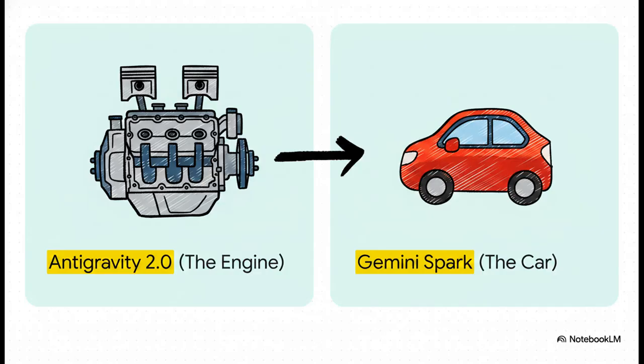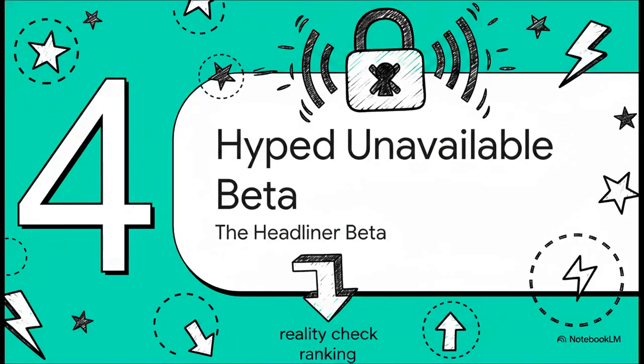This comparison brilliantly illustrates the dynamic at play. Think of Anti-Gravity 2.0 as the engine, and Gemini Spark, which we're going to talk about in a second, as the car. The vast majority of us are never going to pop the hood and interact with Anti-Gravity directly, right? Because it's just the engine running the tasks. Everyone else is simply going to feel its power indirectly through the agents, the cars, that get built on top of it. So that brings us to section 4, the hyped unavailable beta, the headliner you can't have.